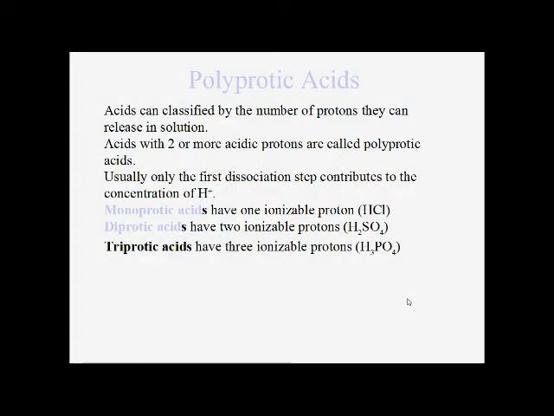We can identify our acids by how many acidic hydrogens they have. The acidic hydrogens, being protons when they come off as an ion, are called protic. So if they have one ionizable proton, it's a monoprotic acid. Two will give us diprotic. Three will give us triprotic.